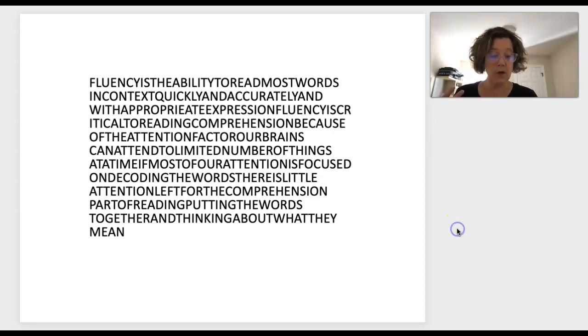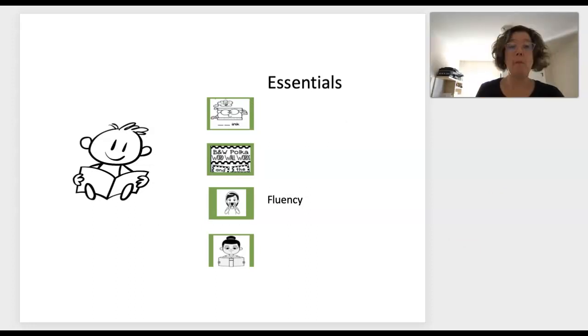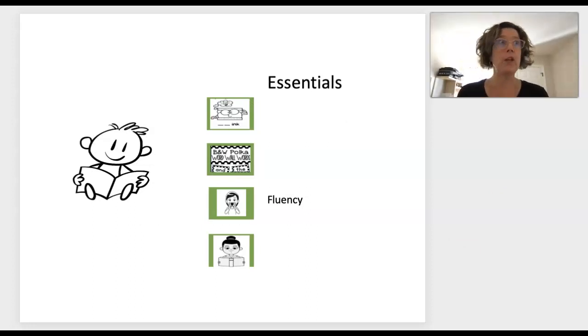So how can you work on fluency in your lessons? You can model fluent reading. So when you are reading a book, read it with lots of expression and emphasis, and change up the pace of your reading so that the students really get a good exemplar of fluent reading.